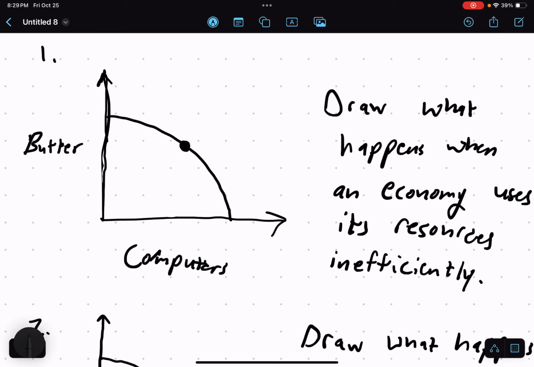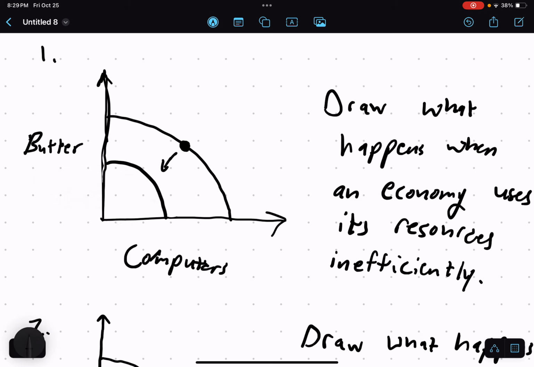Today we're going to be learning about what happens during specific shifts or changes in the production possibilities curve and how to address potential free response questions. So in question number 1, it wants us to draw what happens to the production possibility curve when an economy uses its resources inefficiently. Now, the first thing that you might think of when an economy is using its resources inefficiently is that the curve would shift down, right?